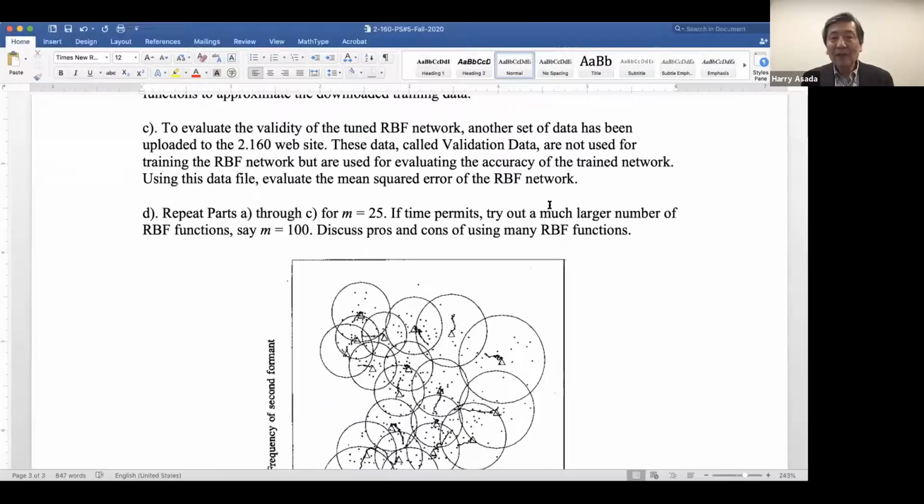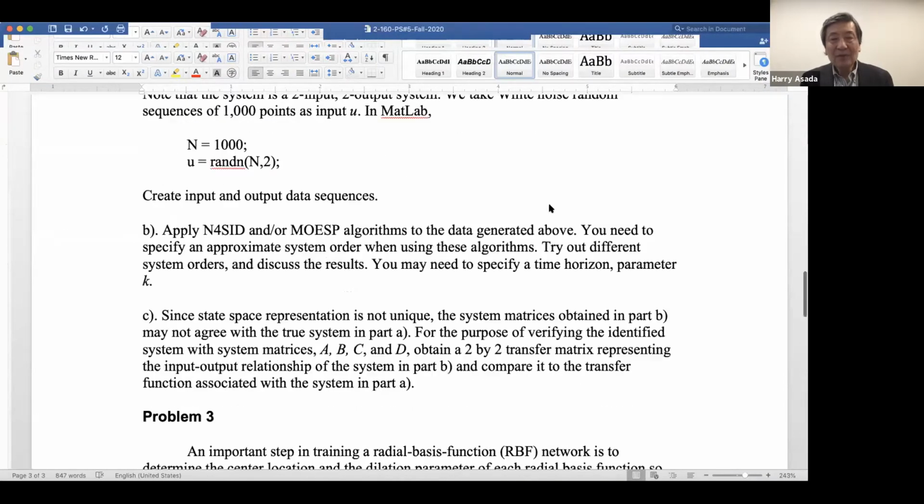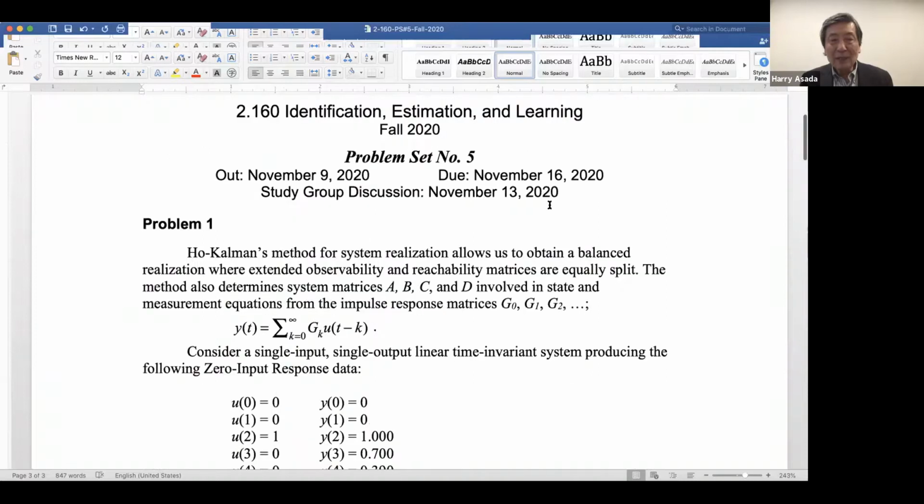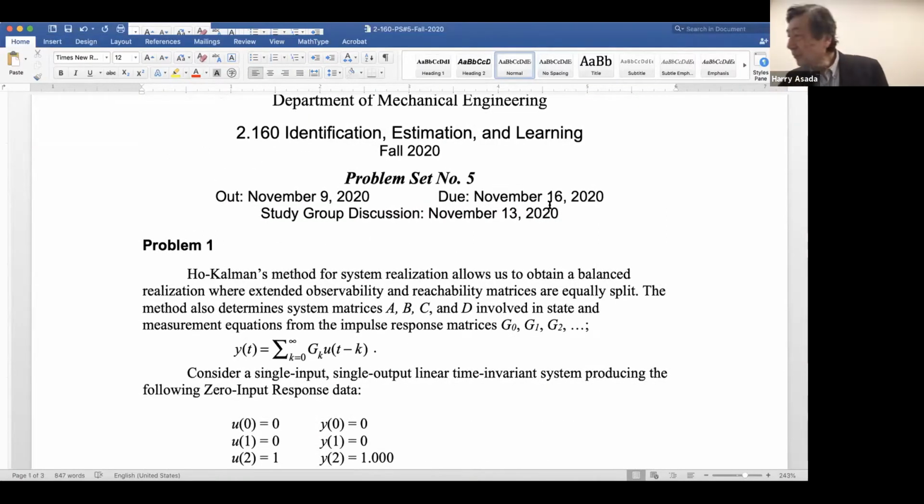So now we have a little bit more time. I'd like to use this to discuss further the subspace method, which is actually involved in the assignment this time. And this particular part is a little tough, so I hope you can survive. So this is the PS number 5. The first problem is about the whole Kalman method of system realization. And that is basically the baseline for subspace methods, right? In particular, MOESP method.